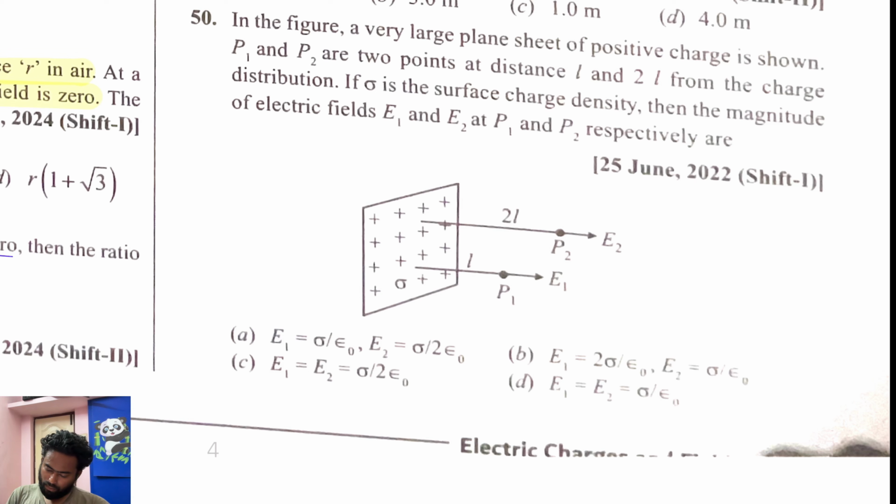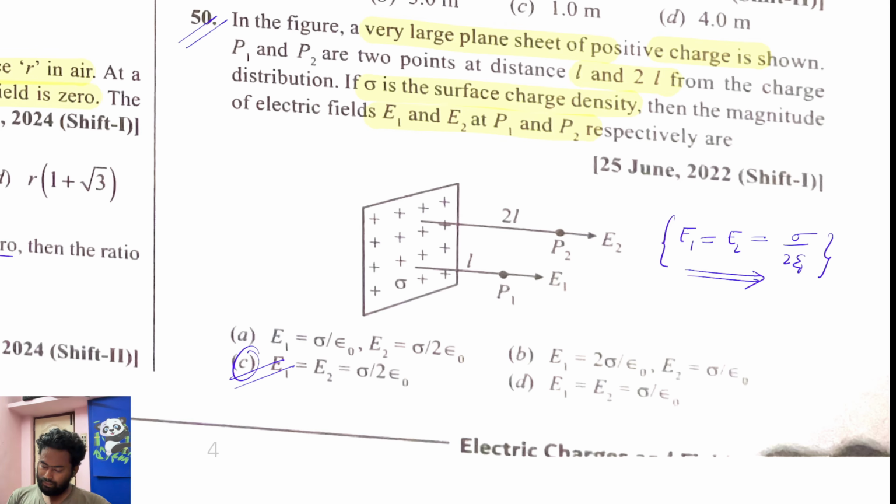Next question. A very large plane sheet of positive charge is shown. P1 and P2 are two points at distances L1 and L2 from the charge. Sigma is the surface charge density. What about the magnitudes of the electric fields? Simple, both electric fields will be equal. That will be sigma by 2 epsilon naught, because the electric field for an infinite, large sheet does not depend on distance. E1 and E2 will be equal to sigma by 2 epsilon naught.